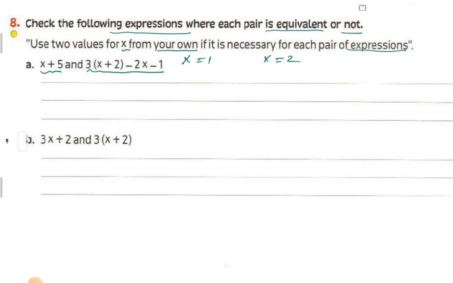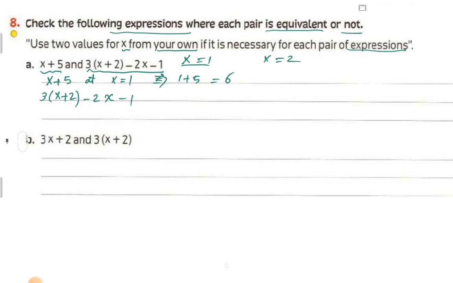Now substitute x equals 1 here and here. x plus 5 at x equals 1, I will get what? x plus 5 means 1 plus 5, right? Equals 6. Now, the second one, 3 times (x plus 2) minus 2x minus 1.